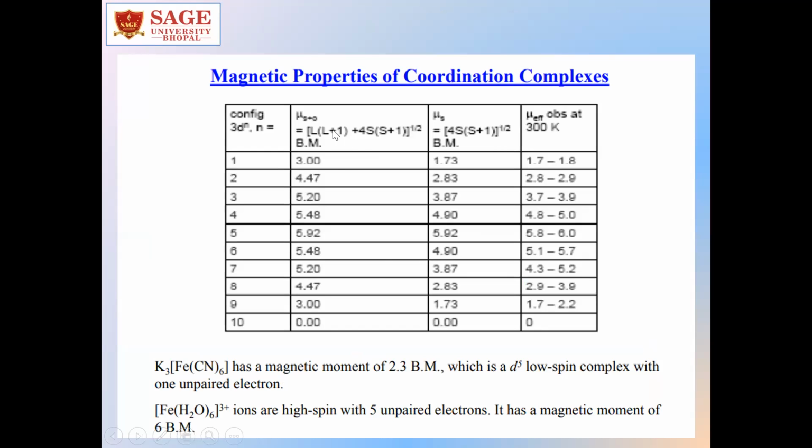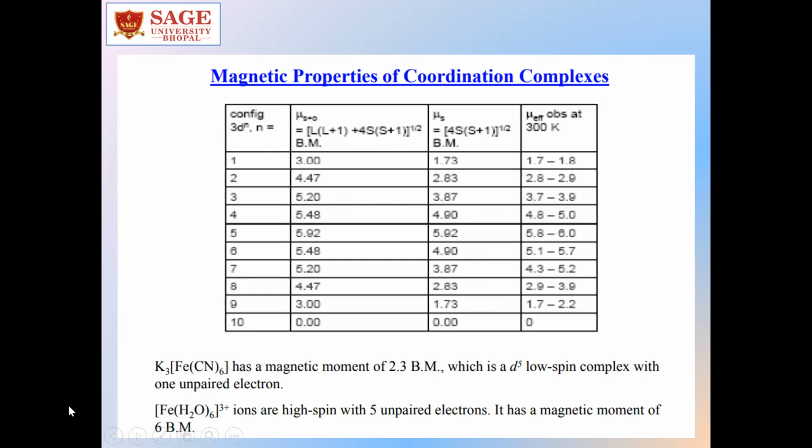Now here it is given mu spin only. We are considering, if these are the number of unpaired electrons, this is the value: square root of L into L plus 1 plus 4S into S plus 1, considering the orbital contribution. So spin motion plus orbital motion. If we only consider spin motion, then we will get only this much: square root of 4S into S plus 1. So the values we will get like this. And in most cases for 3d metals, we have seen the values are matching with their spin only value.